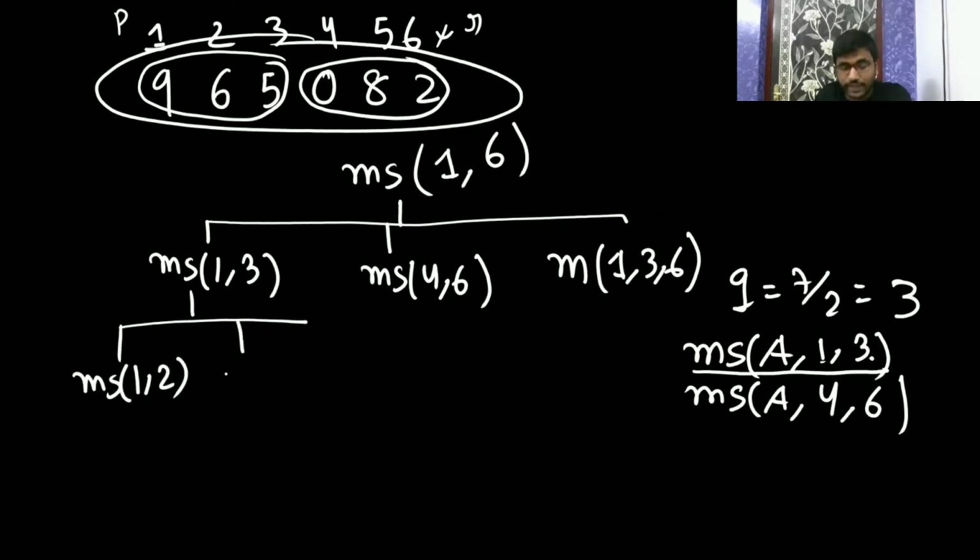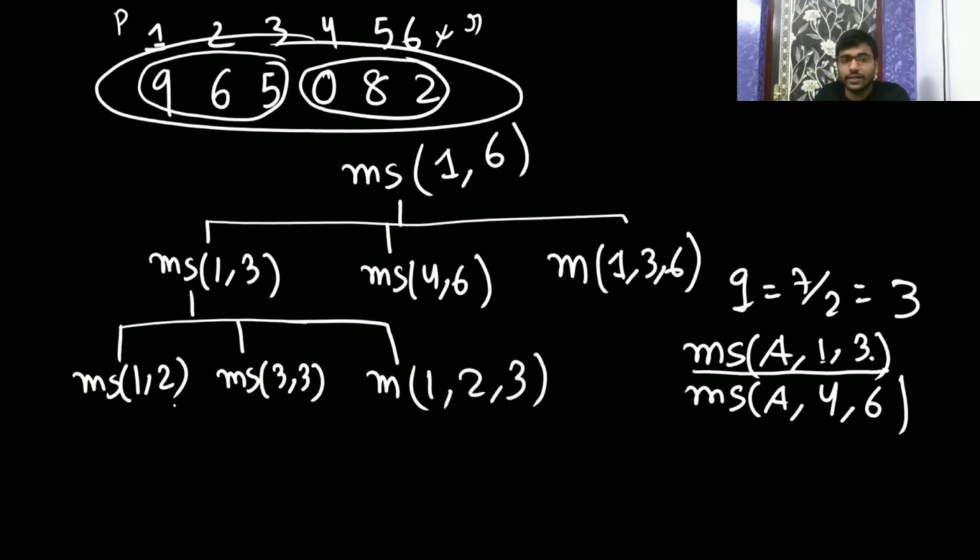Then 2 plus 1, that is your 3. That is your 3. 3 to 3. Then it is going to call the merge. Merge is going to call on the function with starting index 1, then mid index 2, then 3. Now see, this merge 1 to 2.